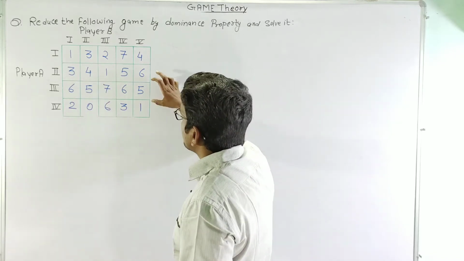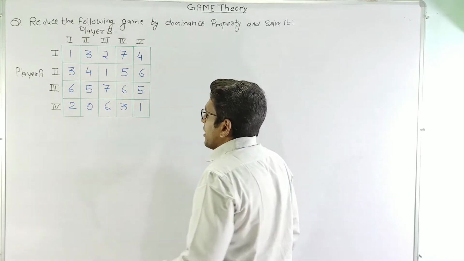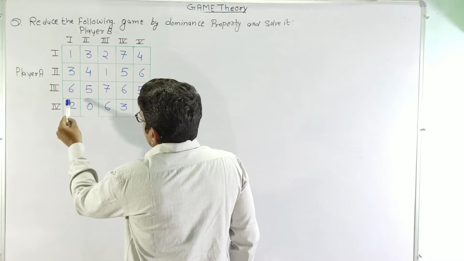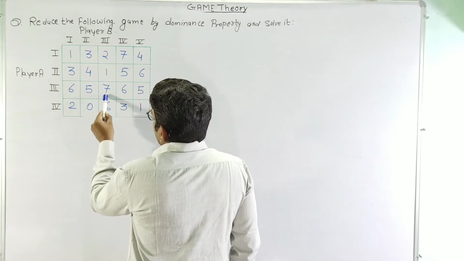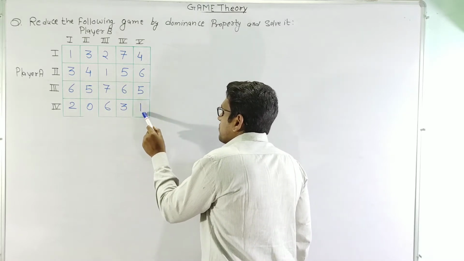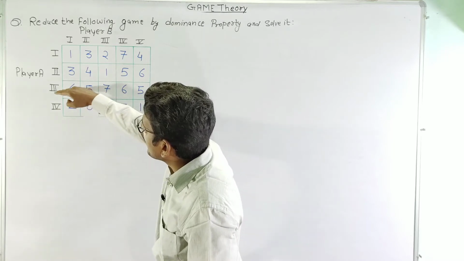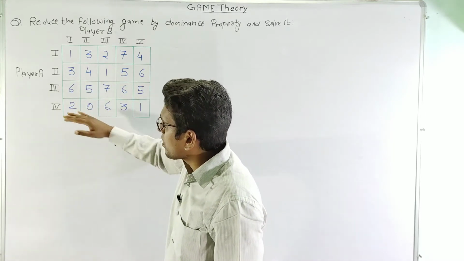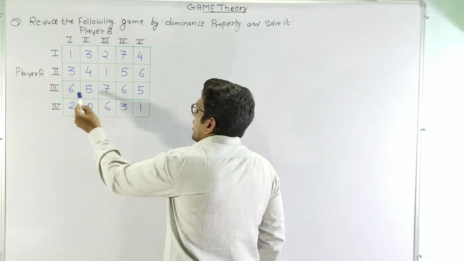So we can say that there is no dominance between row 2 and row 4. Now let us compare row 3 and row 4. So 6 is greater than 2, 5 is greater than 0, 7 is greater than 6, 6 is greater than 3, and 5 is greater than 1. So among these we can see that each element in row 3 is greater than each element in row 4. This shows that row 4 is dominated by row 3.